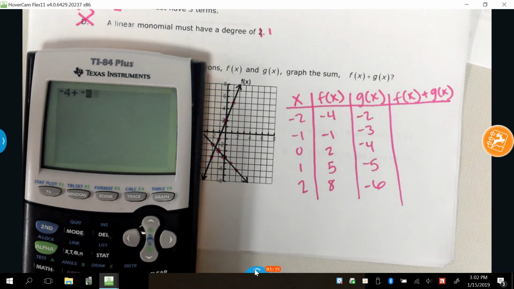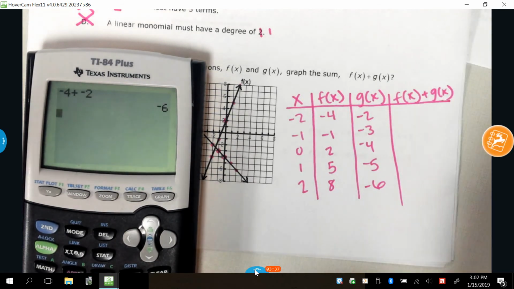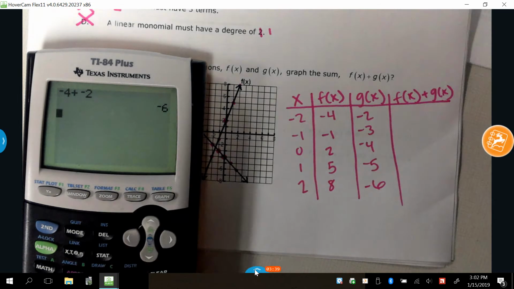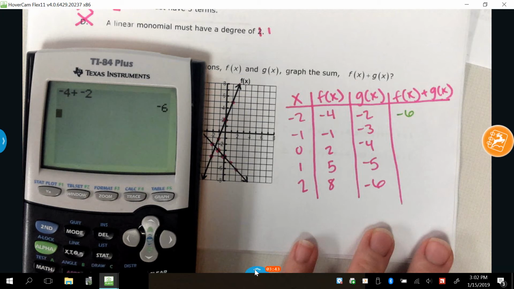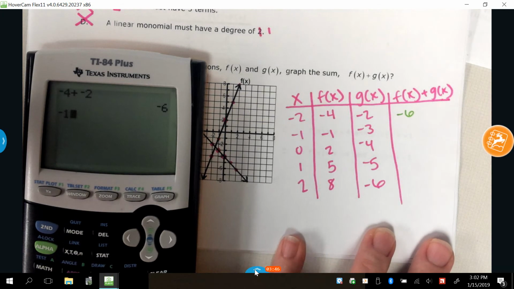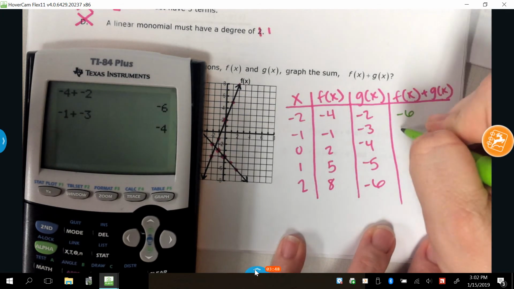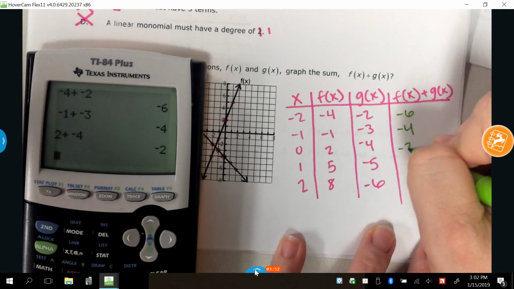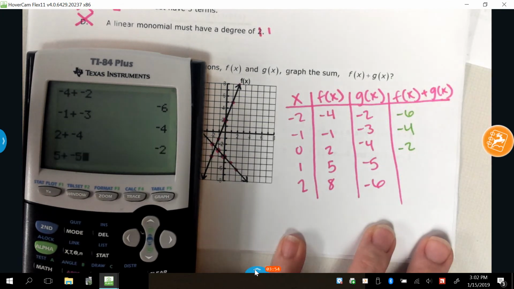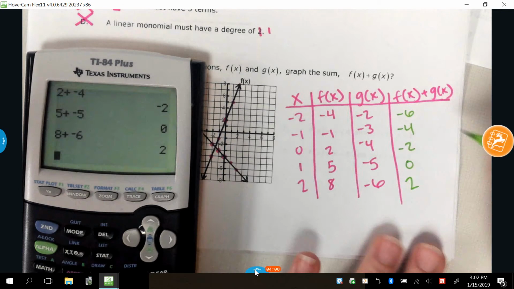-4 plus -2, because we're adding, is -6. I'm going to use a different color, actually. Okay, -1 plus -3 is -4. 2 plus -4 is -2. 5 plus -5 is 0. 8 plus -6 is 2. So this is what I have to graph.